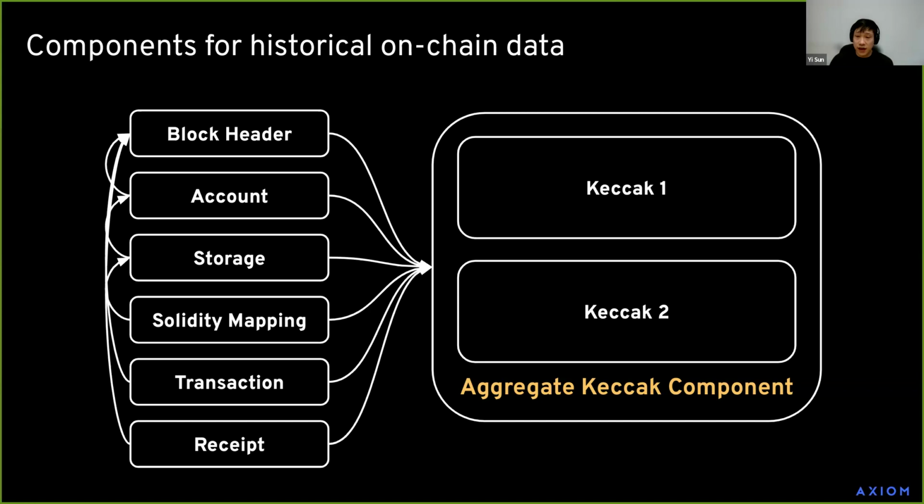So just to give a sense of how we actually use this in our data circuit, we have 6 circuits for each of the primitives, so block header, account, storage, and so on. And they actually all make promise calls into our aggregate catch-act component.